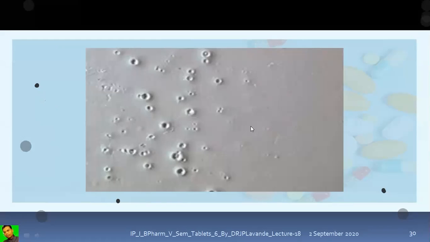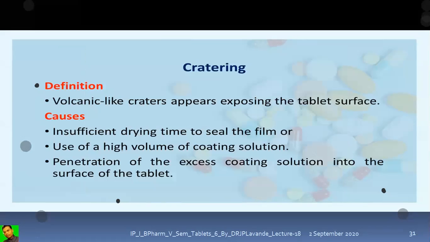The more the quantity of coating solution, the less the drying time, isn't it? Less will be the speed. So these might be the reasons. Just by applying common sense, we can have an idea. Let us see in detail. Insufficient drying time to seal the film. Very correct. Use of a high volume of coating solution. Yes, the larger volume of the coating solution. Sometimes the sudden pouring of the coating solution is also a reason.